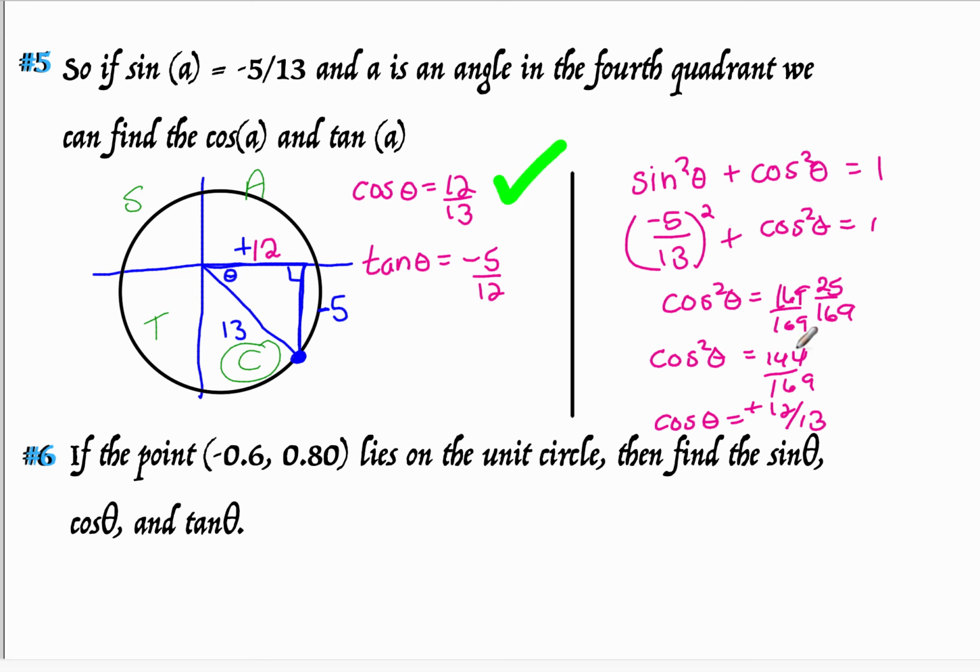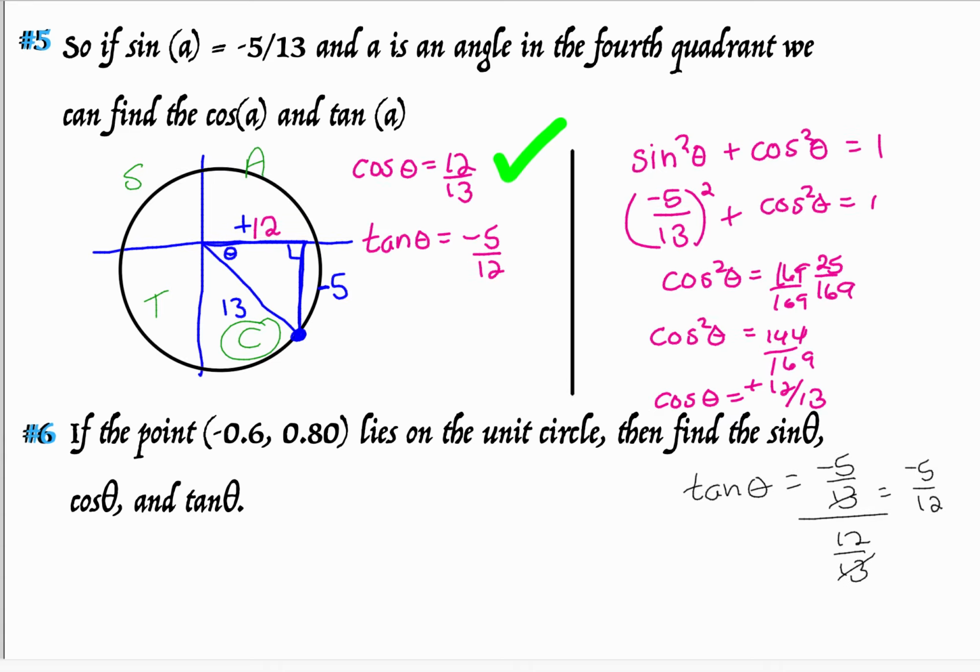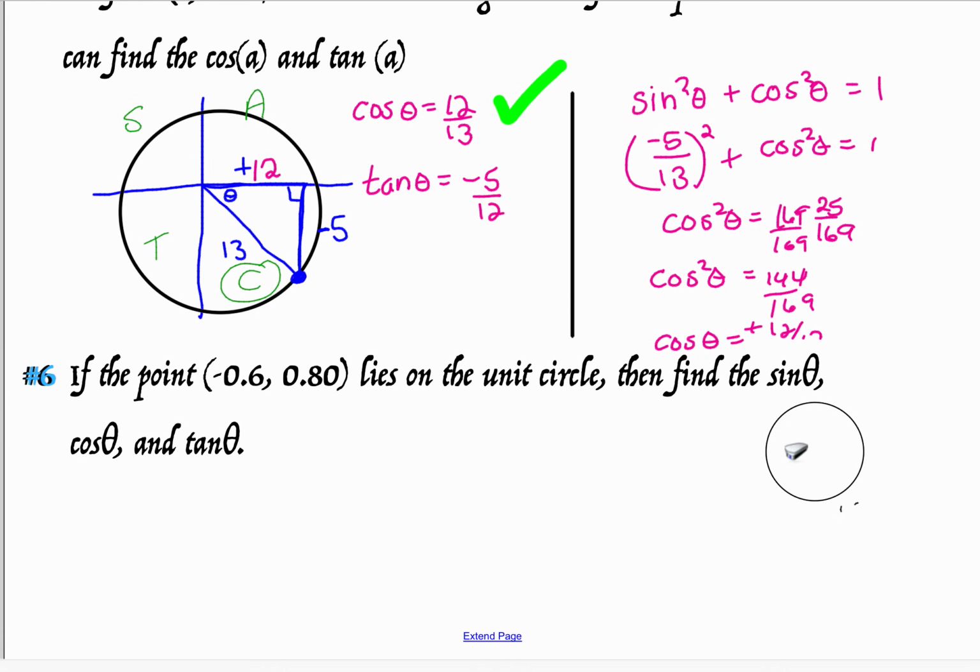And then to get the tangent, well, there's no tangent in this Pythagorean identity. We could have just recalled that tangent is sine over cosine. Cancel out the 13s, and it's negative 5 over 12. So I don't care which way you do it. Just learn one way. Okay, let me clean that up so we can, I'll just drag down. And let's look at the last.